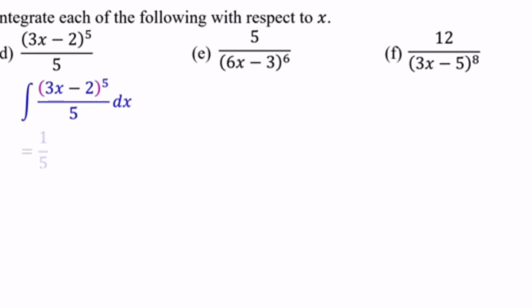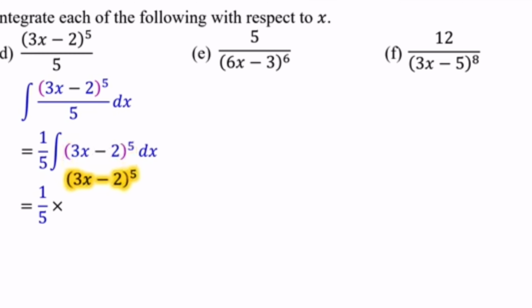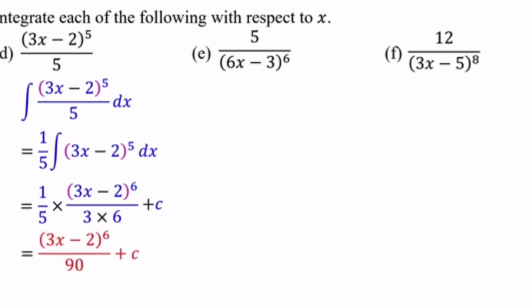Okay, the one being divided, 1 over 5, we can factorize out. So 1 over 5 integrate (3x − 2) to the power of 5 dx. We will get 1 over 5 times (3x − 2), and then 5 plus 1 will be power 6, and we have to divide by 6. And after dividing by 6, we have to divide by 3 again, because the 3 is the coefficient of the x. So it becomes 1 over 5 times 18, so it becomes 90. So (3x − 2) to the power of 6 over 90.